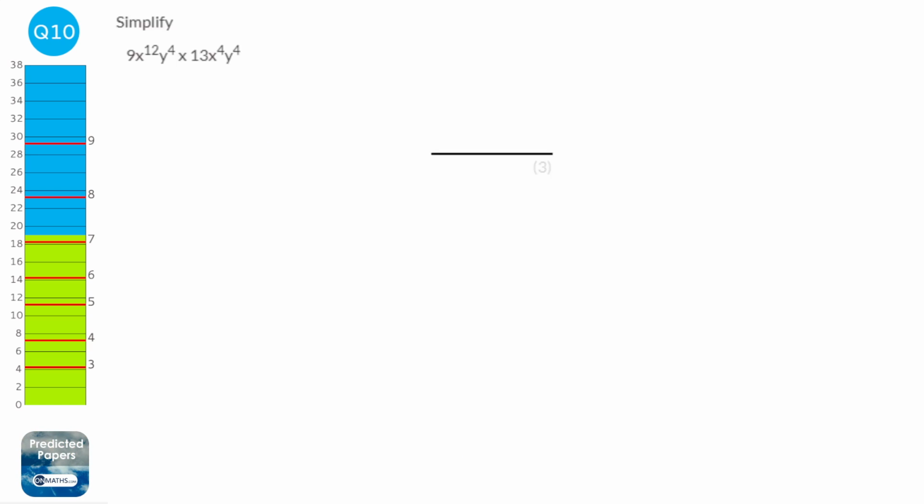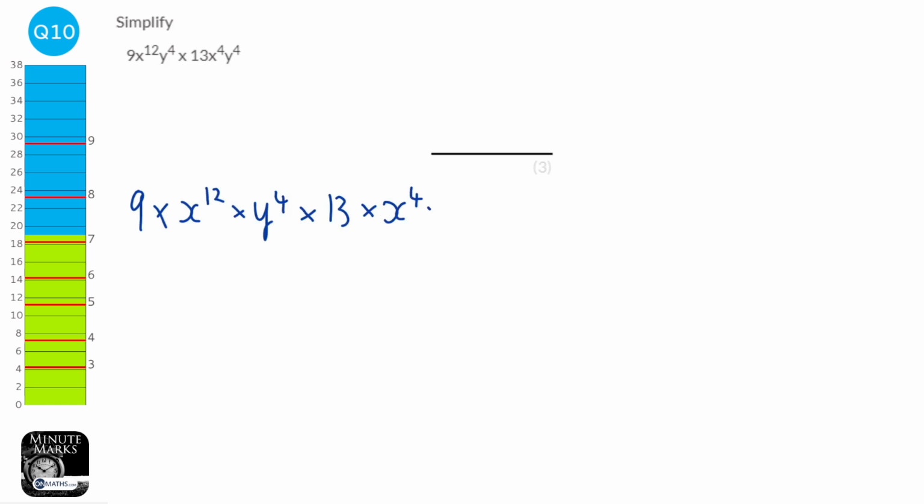There's a lot going on with this question, so what I'm going to do is put in all of the times signs that we don't normally show. So we've got 10 times 12x times y to the power 4 times 13 times x to the power 4 times y to the power 4. And I'm going to reorder these to put the numbers together, first of all. And with multiplying, it doesn't matter which way around you do it, so I'm not changing anything. I'm going to put the x's together.